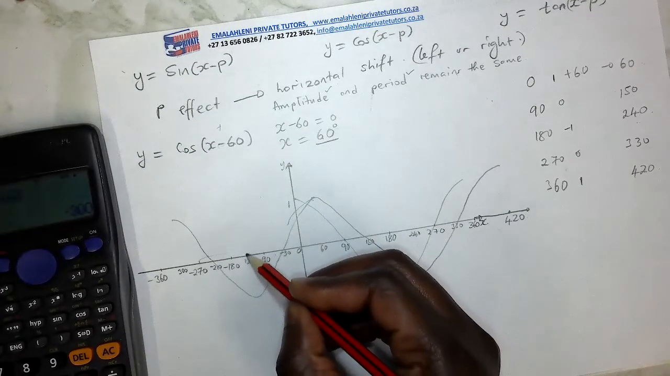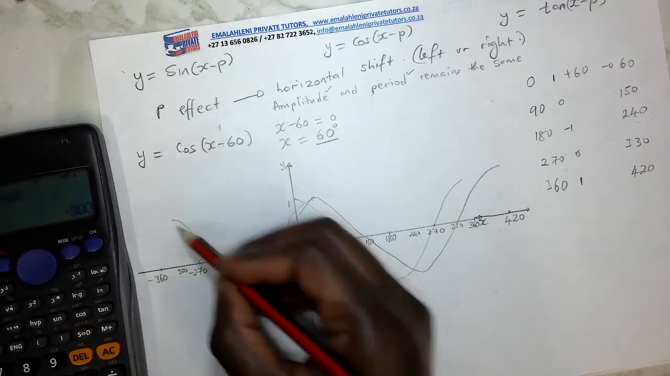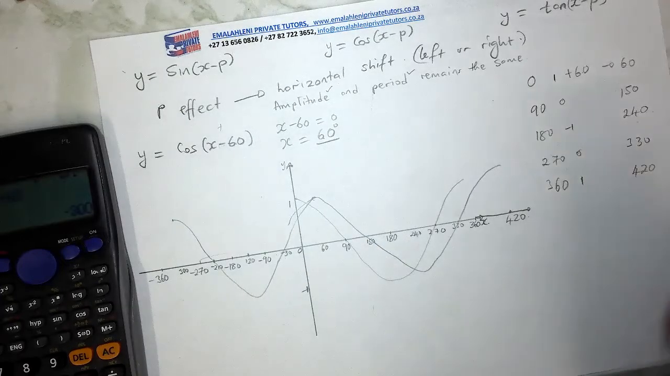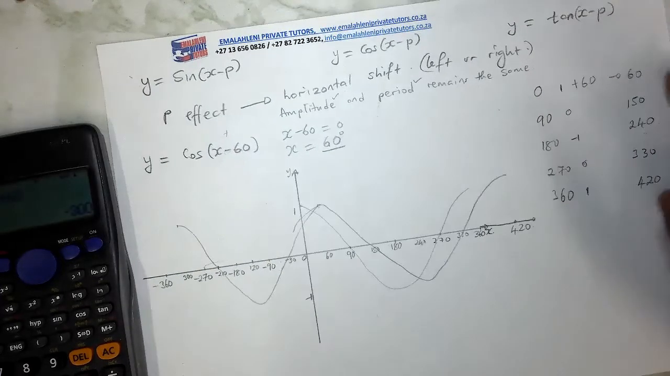Okay, that's what we mean when you're drawing your graph. You must have these major intervals where it's cutting and where it's 1 and negative 1. That's what's important when you're sketching the graph.